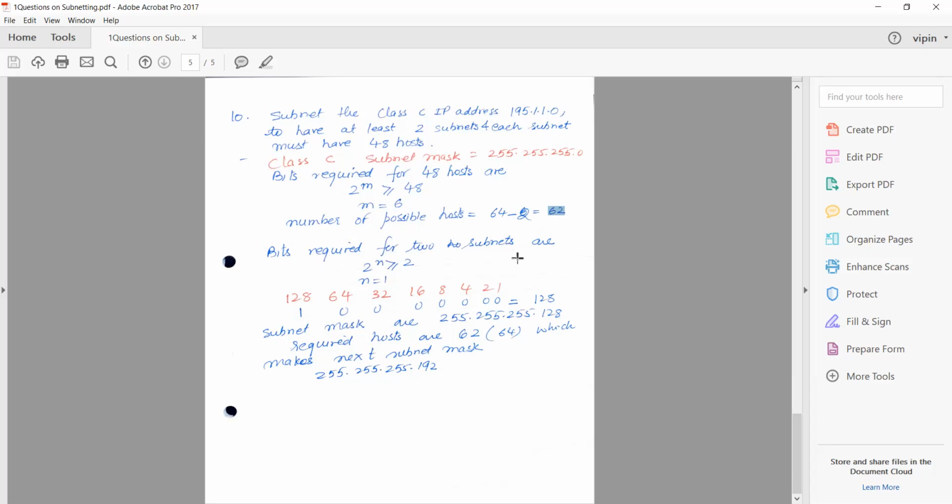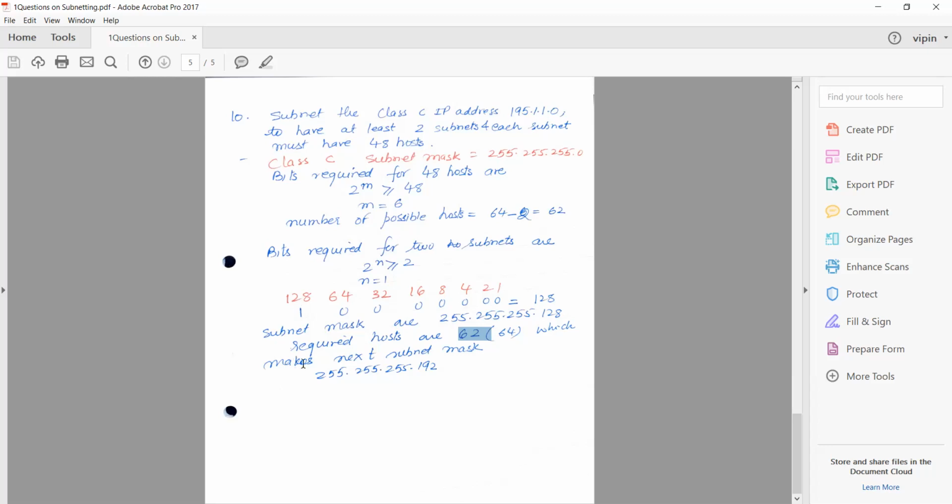Now the bits required for 2 subnets are 2 raised to the power n greater than or equal to 2. So the first bit can be used for that purpose. n equals 1, so 128. How many hosts do we have to bring? 48. So the subnet mask is 255.255.255.128. Required hosts are 62. Or you can say the possible hosts are 62 and the required hosts are 48. So they are already within 62, or you can say they are less than 62.